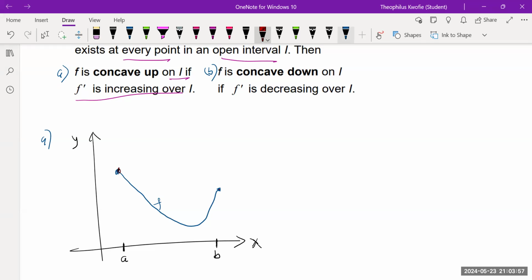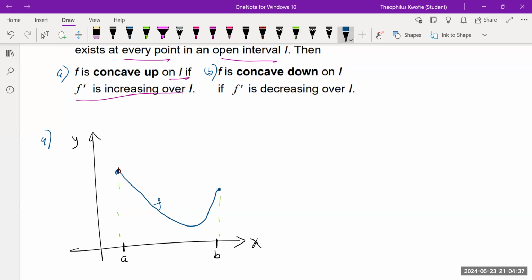Is that okay? Good. So within this interval, we see that the function starts at a very high point, then it decreases, then it goes up again. In such a scenario, we say that the graph is concave up. In other words, it opens to the heaven. And we also said that in such a situation, its derivative, which is f prime, is increasing over the interval ab.